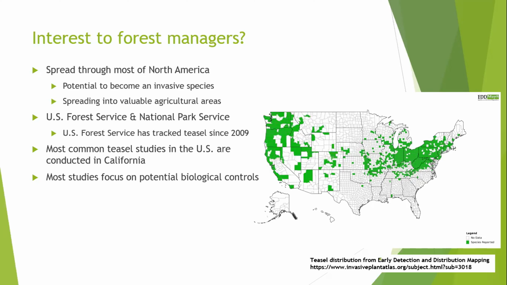And also in areas such as the state of Washington, it has started spreading into agricultural areas, so competing with cash crops. So two agencies that have taken a particular interest in the common teasel is the US Forest Service, I'll talk more about them later on, and the National Park Service. And the Forest Service in particular has been tracking the teasel since 2009.